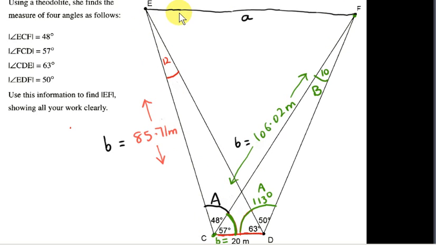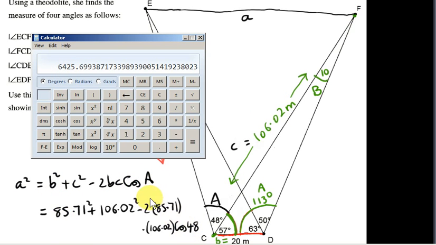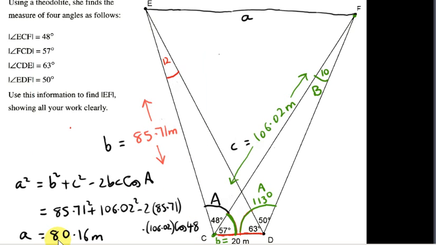Now, in a previous video I explained to you that we can't solve this using the sine rule. We don't have enough information. We can't say A over sine A equals B over sine B because we don't have B. The only way we can solve triangle ECF is to use the cosine rule. So plugging all of this in, we get this value here. This is a squared. We want the square root of it. We put it to the power of a half. So to 2 decimal places, a is 80.16.